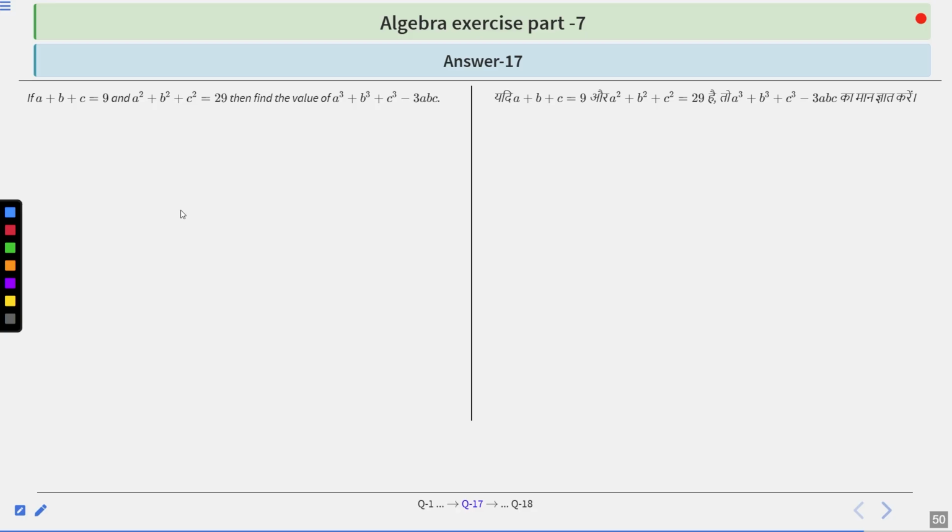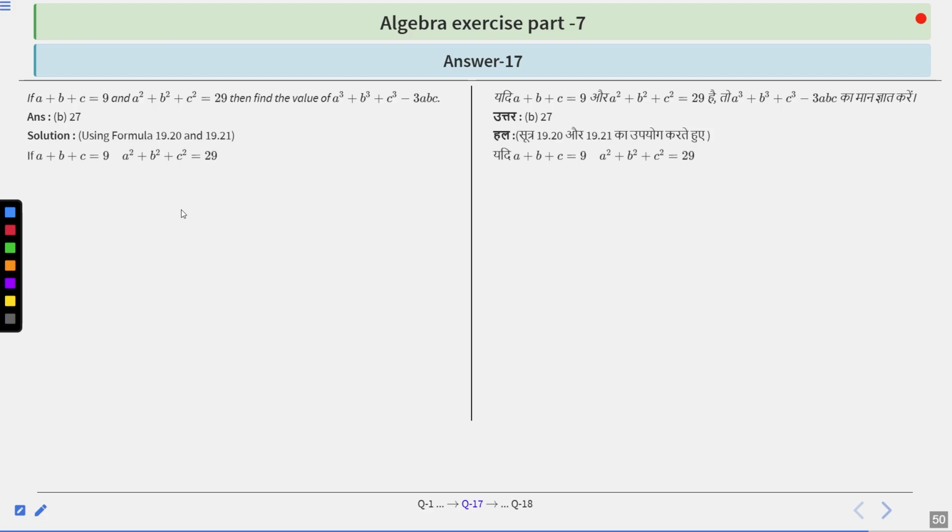So we were given that a+b+c is equal to 9 and a²+b²+c² equal to 29, and the value of a³+b³+c³−3abc has to be found. The answer to this question is option number B, 27. And we are going to use formulas 19.20 and 19.21 to solve this question. So if a+b+c is equal to 9 and a²+b²+c² equal to 29, then we have to find the value of a³+b³+c³−3abc.